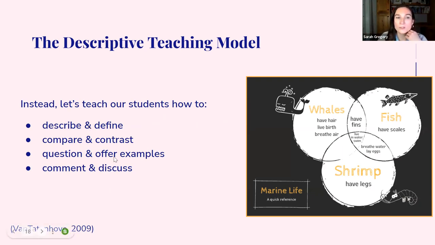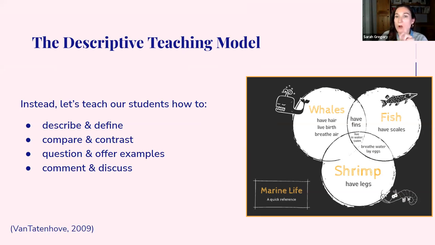So we can ask our students to describe and define, compare and contrast, question, offer examples, comment and discuss. So this is something I'm going to talk about Canva later on in this session, but this is just a little graphic I got from Canva to do some comparing and contrasting. And so if we're going to talk about marine life, I could program in scales, fins, and there's not a ton of higher level words, right?